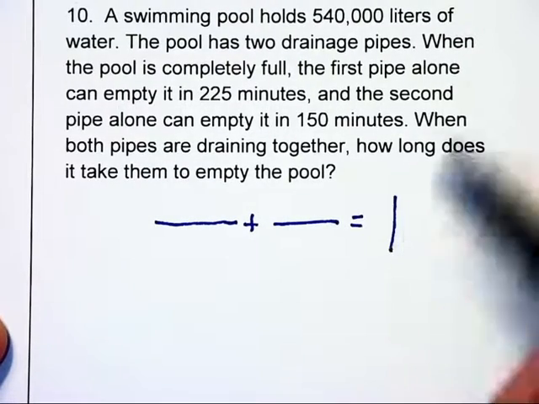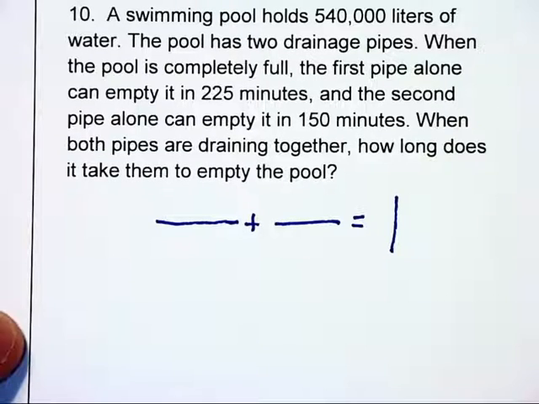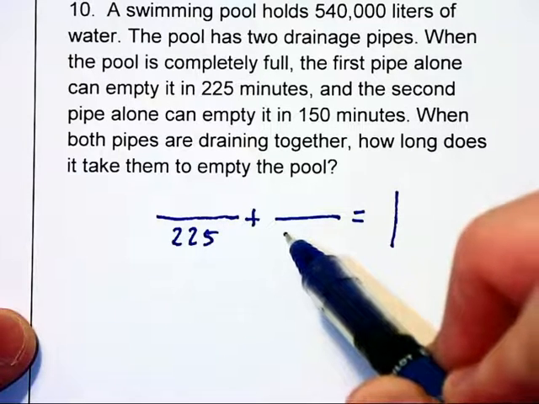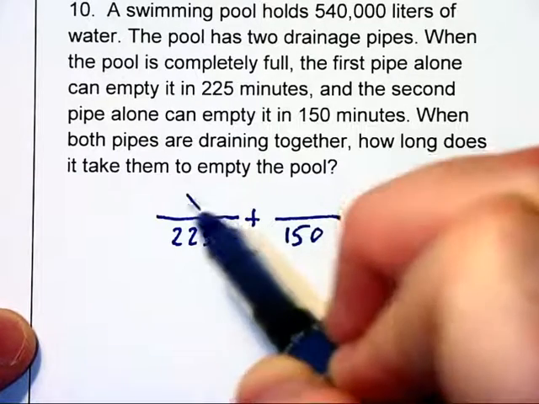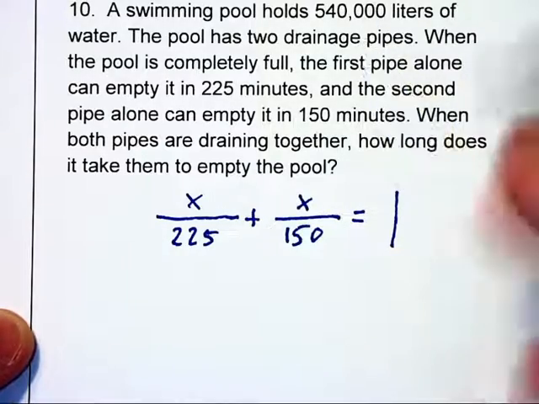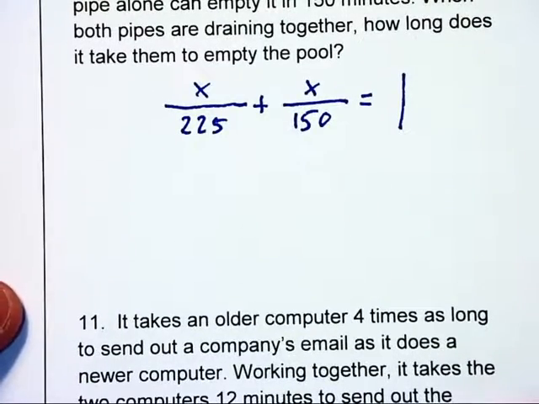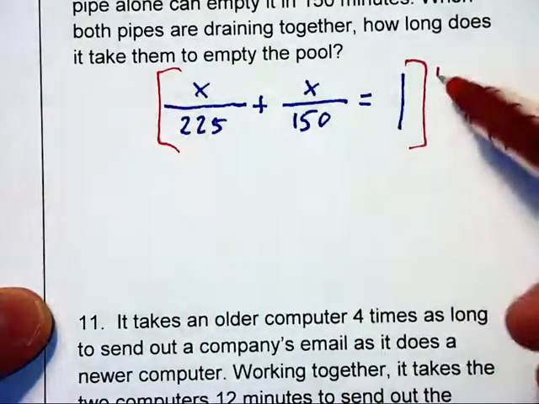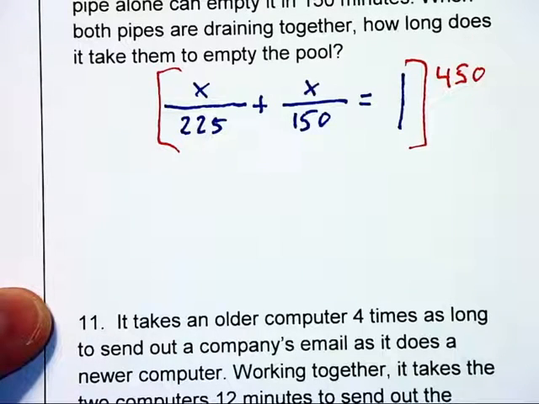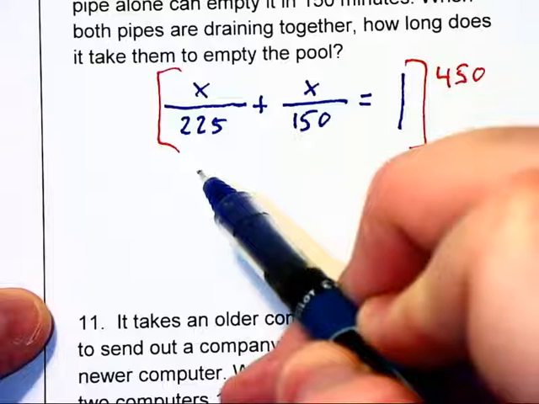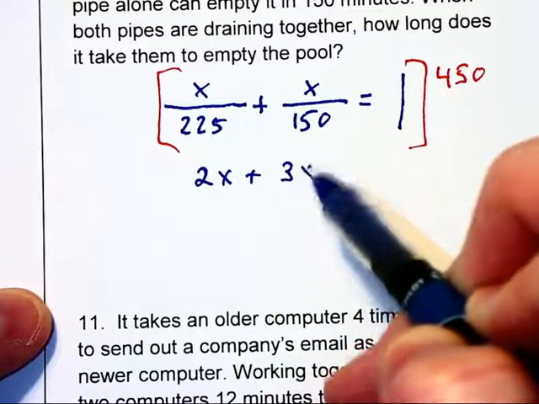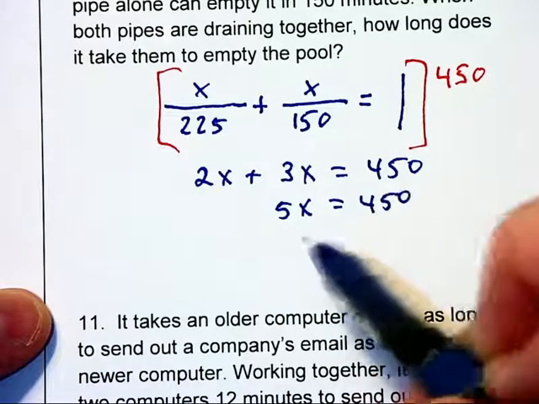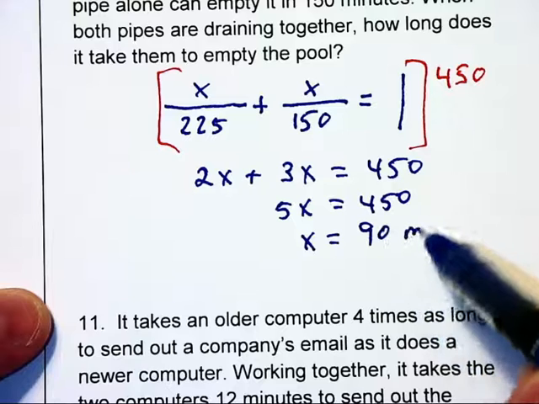So this is actually fraction plus fraction equals 1. One drain can do this in 225 minutes. The other drain can do this in 150 minutes. How long working together? Notice that that 540,000 liters of water was just extra information, and draining had me confused for just half a second, but we managed to get through it. So we're going to multiply through by 450, which is the least common denominator, and that will give us 2x plus 3x equals 450. 5x is equal to 450, and therefore x is going to equal 90 minutes.